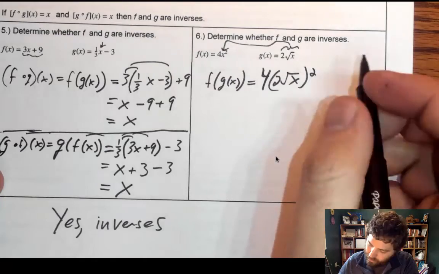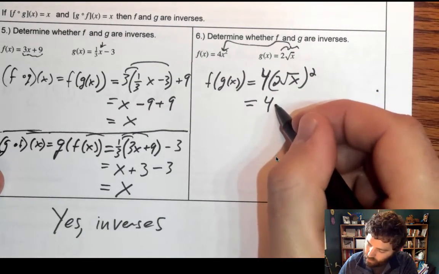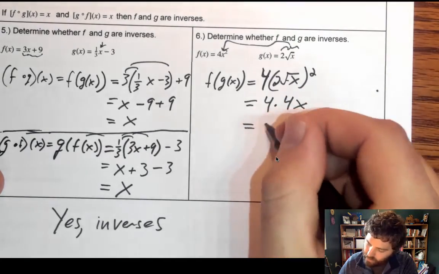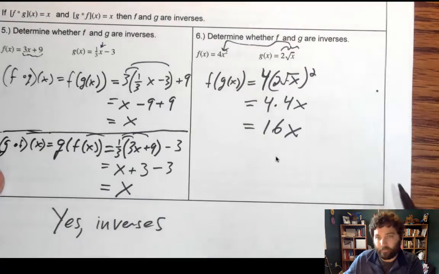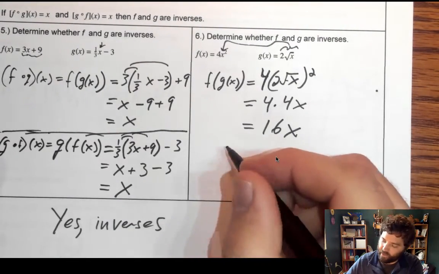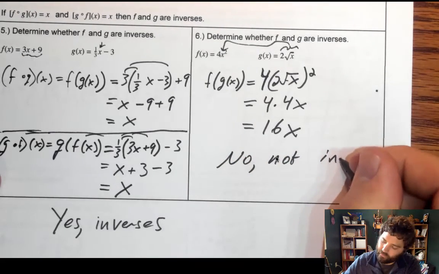And I'm going to simplify that. So I will get 4 times 2 squared, which is 4. The square root of x squared is just x. So I end up with 16x. That is not x. It's 16x. So therefore, these are not inverses. So no, not inverses.